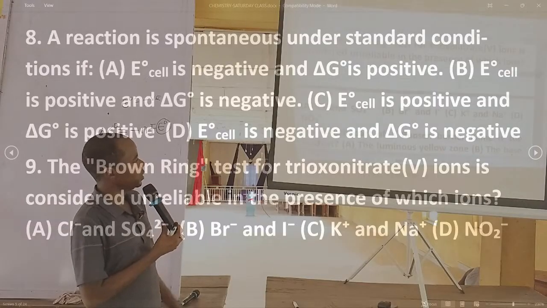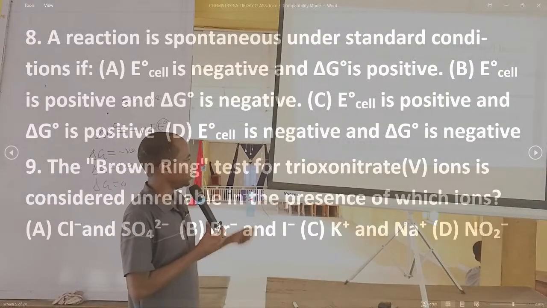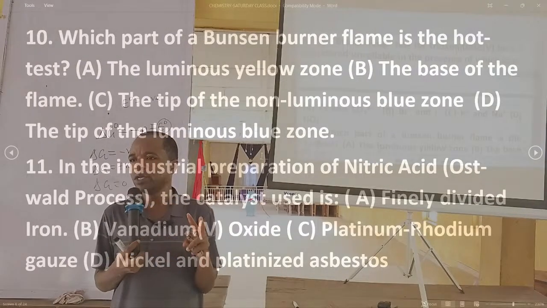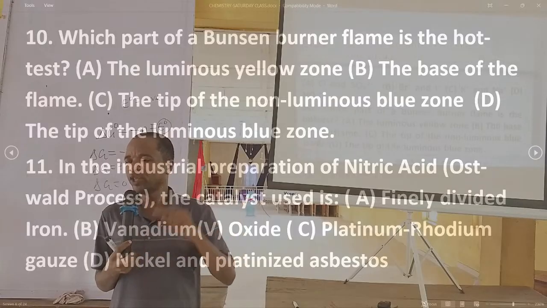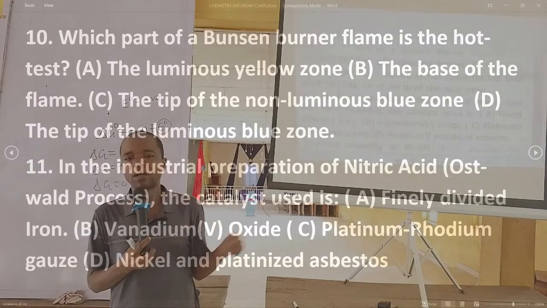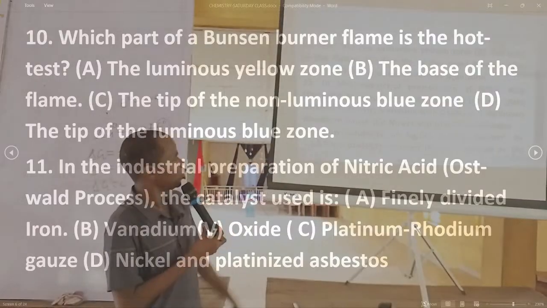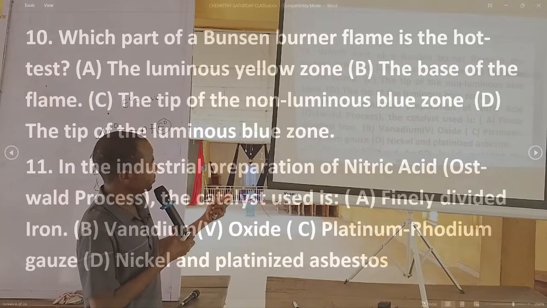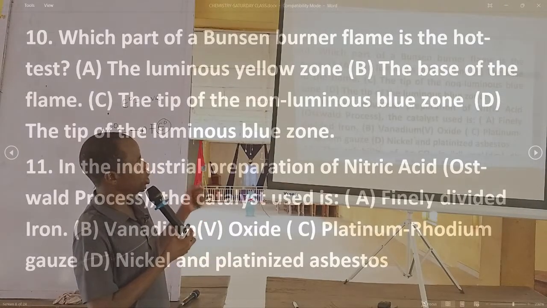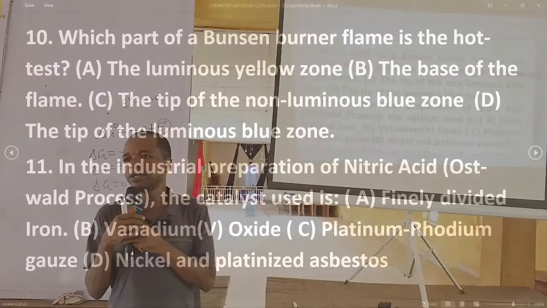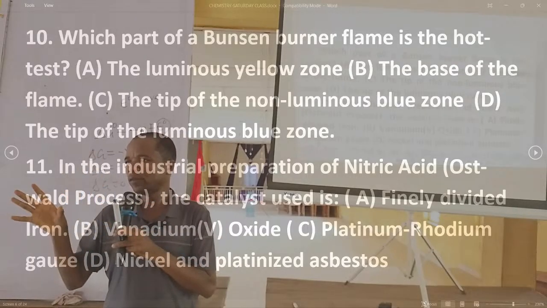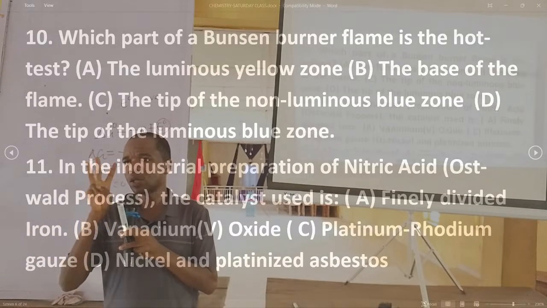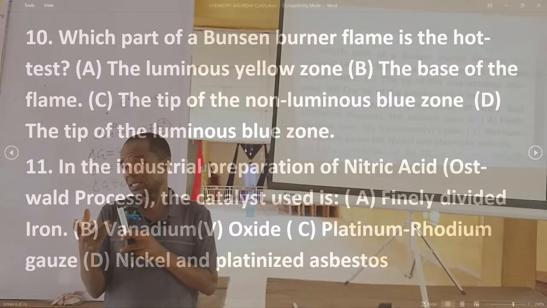Let's go to number 10. Which part of a Bunsen burner flame is the hottest? Now, about flame, we have two types: the luminous flame and the non-luminous flame. Let's go back a bit. So, like I was telling you, we have two types of flames, luminous and non-luminous. The non-luminous flame has 3 zones, because at times they can ask you how many zones it has.